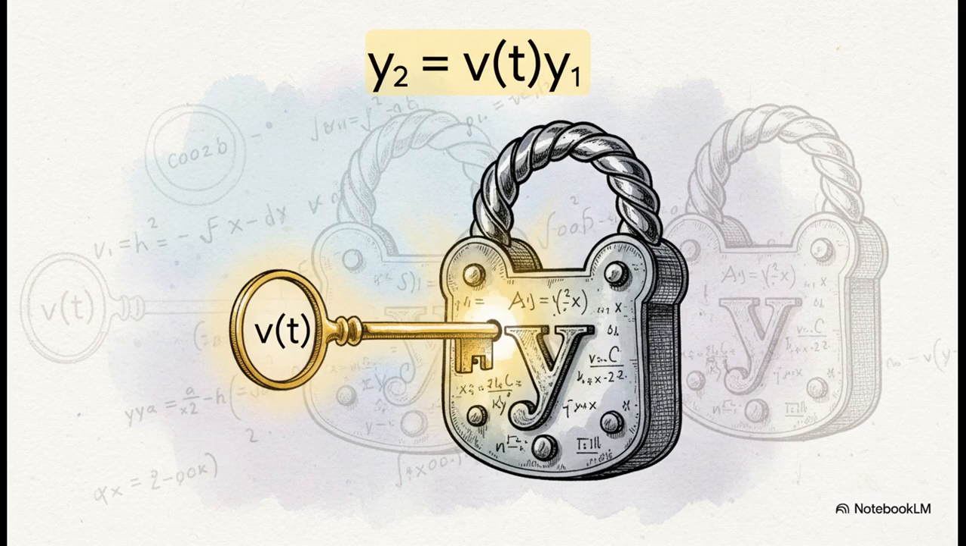It's this incredibly clever guess. We just assume that our second solution, y2, is nothing more than our first solution, y1, multiplied by some new mystery function. Let's call it v of t. This one assumption, this is the key that unlocks the whole puzzle.